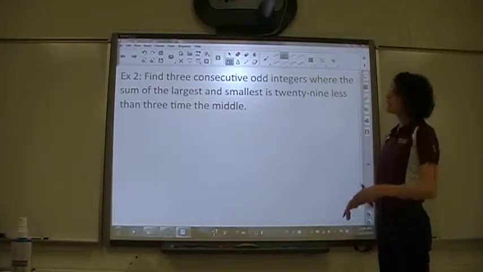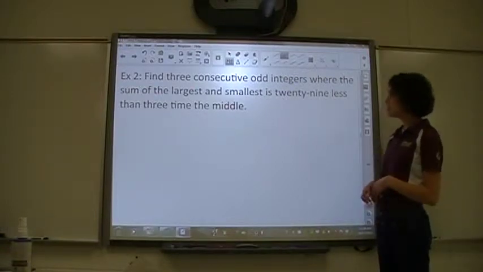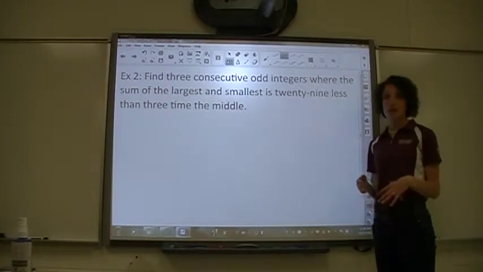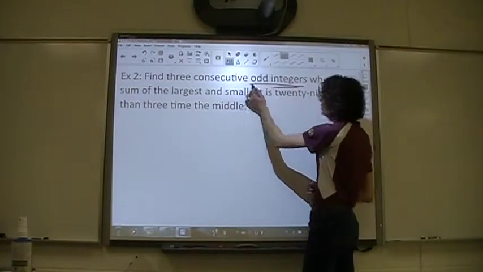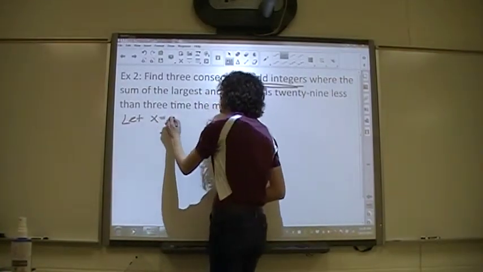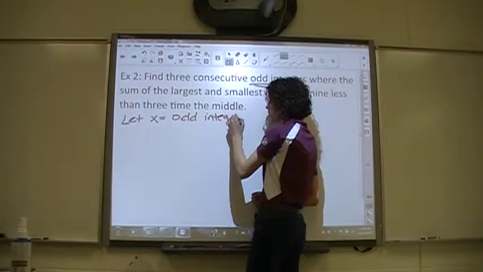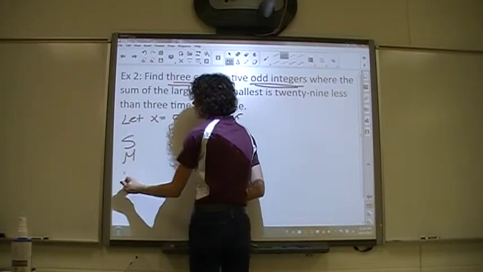Now we want to find three consecutive odd integers where the sum of the largest and the smallest is 29 less than 3 times the middle. Now we got a lot of stuff going on there, so let's take it step by step. So you want three consecutive odd integers. So when we have our let statement, you let x now be an odd integer. Again, we want three, so you need a small, a medium, and a large.